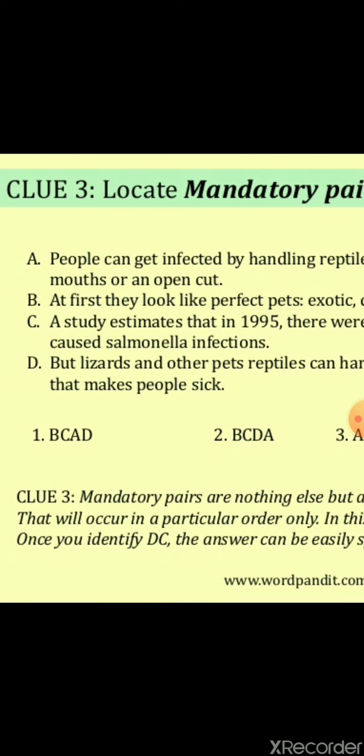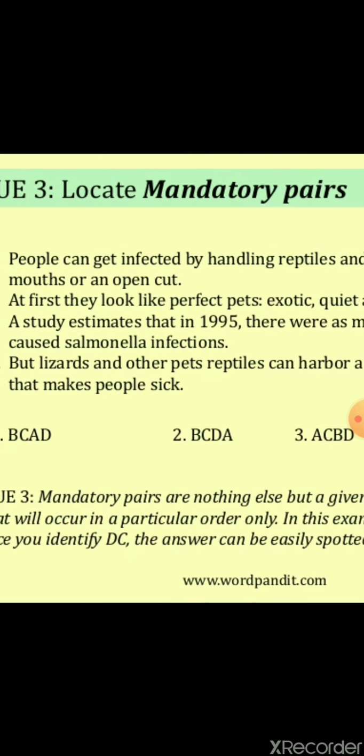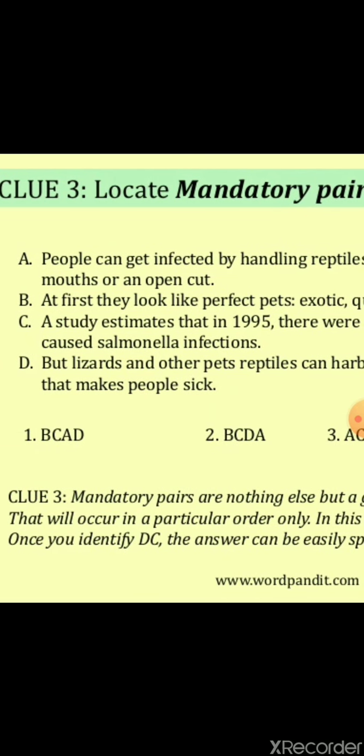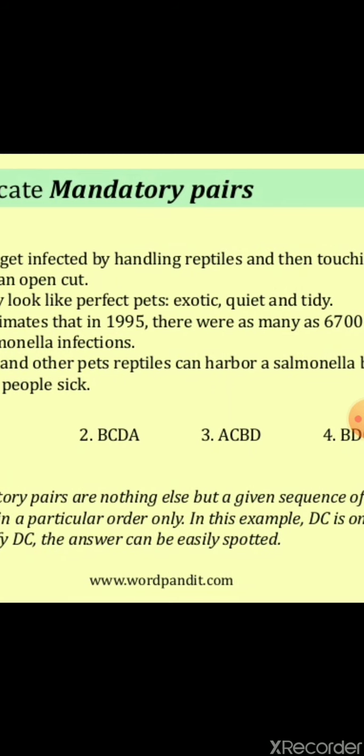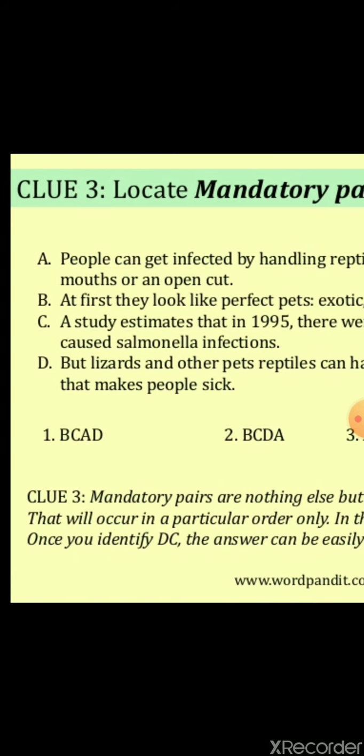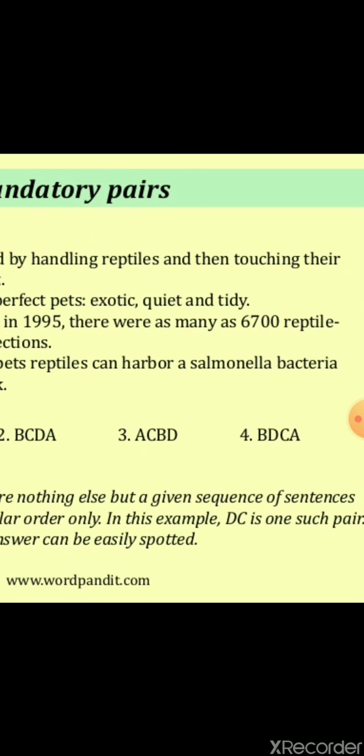But lizards and other pets, reptiles, can harbor a salmonella bacteria that makes people sick. A study estimates that. A study estimate is giving the description. It should come in the last. So D and C are the perfect pair. So the answer can be easily spotted where D and C are coming collectively. So in which option are D and C together? That is option number 4.